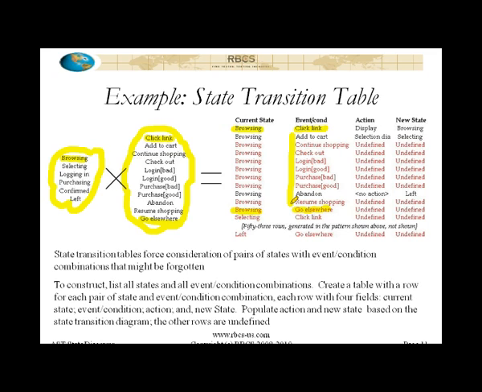Now, based on the diagram, we can then populate the action and new state columns, this one here and this one here. Basically, if there is a defined action and new state shown in the state transition diagram, then we populate those here. If there is no such action and new state, then we show it as undefined. Okay?